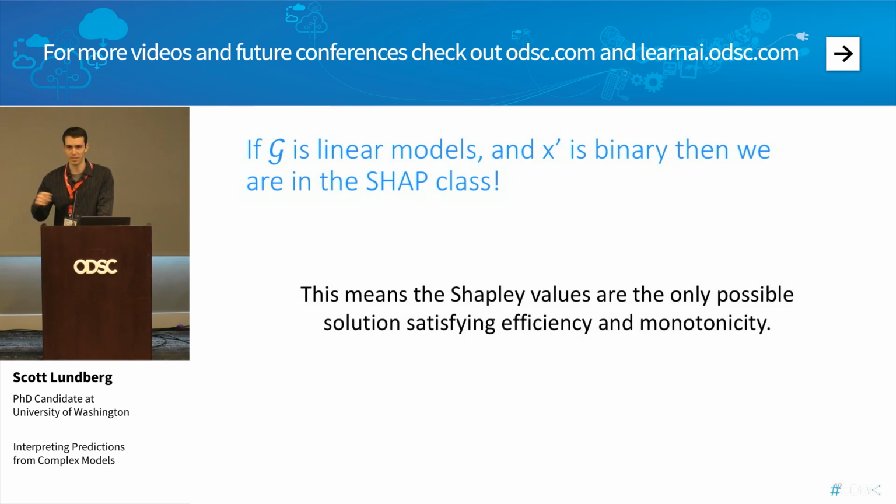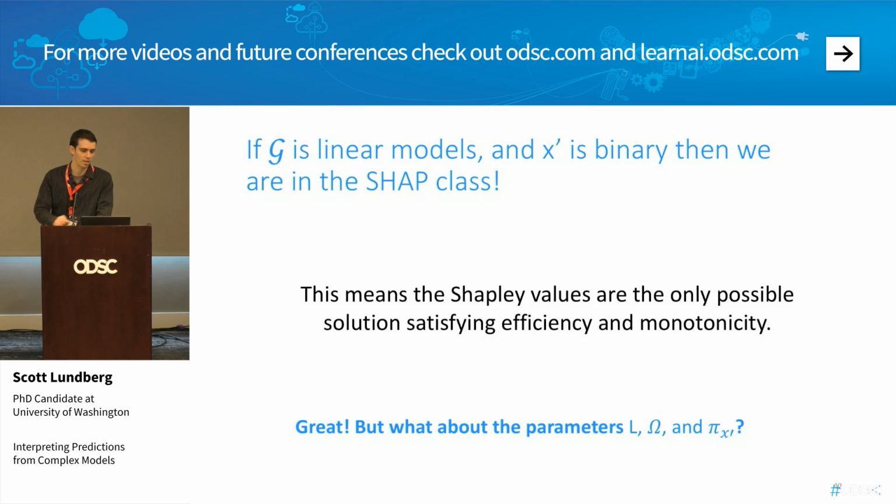if G is the linear models, we know it's in this class. So if they choose G to be linear models, which they do in the paper, and X prime is binary, which they do in the paper, though you could generalize it to other things, then it's in the SHAP class. So if you're using LIME with any of the examples on images where you're toggling superpixels on or off, or you're using text and you're toggling words on and off, or you're using tabular data and you're taking it missing or not, all of these are in the additive feature attribution class. That means that the Shapley values are the only things that satisfy these axioms. That's great, but what about these parameters? And sorry, efficiency and monotonicity are just different names for the axioms.